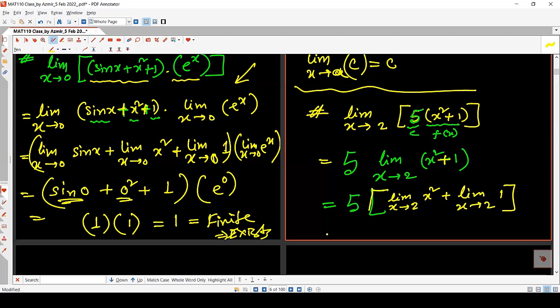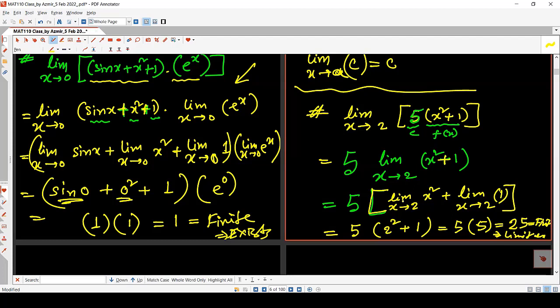So finally we can write 5 times x squared, that means 2 squared. The limit of a constant is a constant. So we have 5 times 4 plus 1, that is 5 times 5. So we are getting 25. This is also a finite value, so we can say that the limit exists.